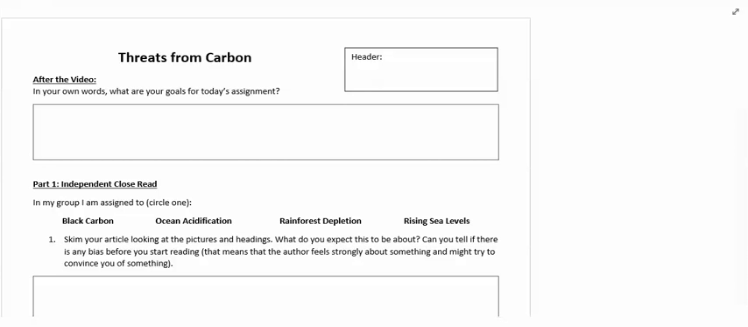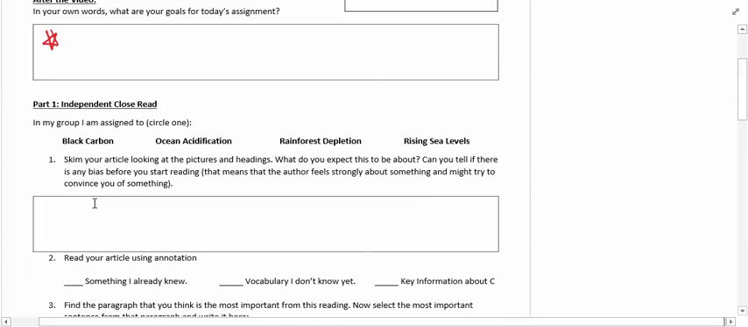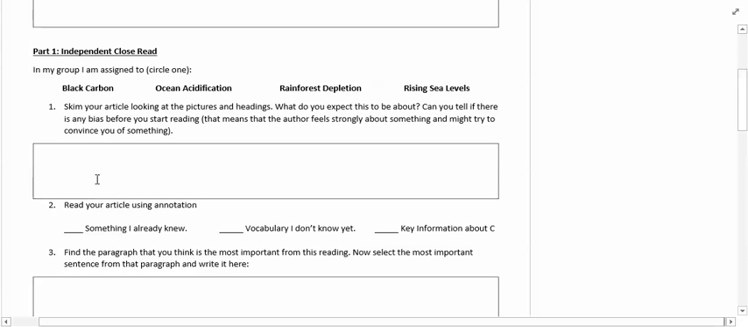So here is where we're going to start. At the end of this video, you're going to be expected to write into this box right here your summary. So your summary is going to go in this box once you're done watching the video. The first part of today is going to be your independent close read. You're going to be responsible for one of these 4 topics listed on your paper. They are black carbon, ocean acidification, rainforest depletion, and rising sea levels.